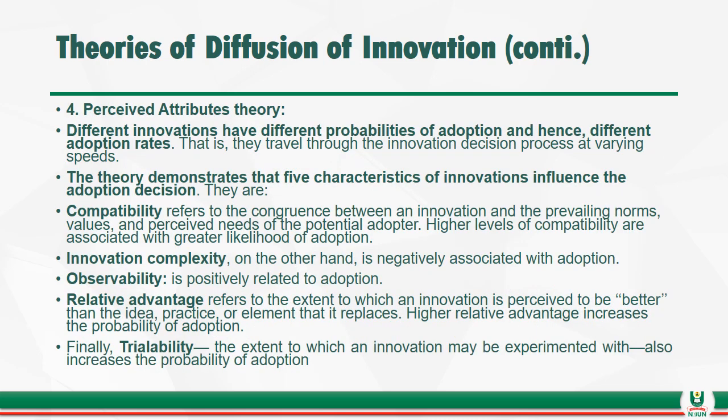The fourth, which is the last, is the perceived attribute theory. Different innovations have different probabilities of adoption and hence different adoption rates. That is, they travel through the innovation decision process at varying speeds. The theory demonstrates that 5 characteristics of innovations influence adoption decisions. They are compatibility, complexity, observability, relative advantage, and finally trialability.